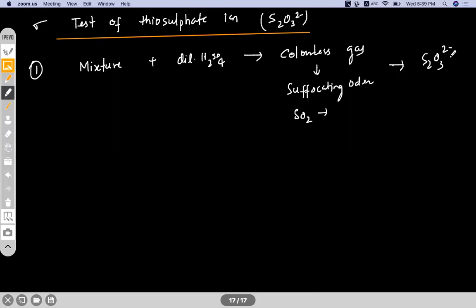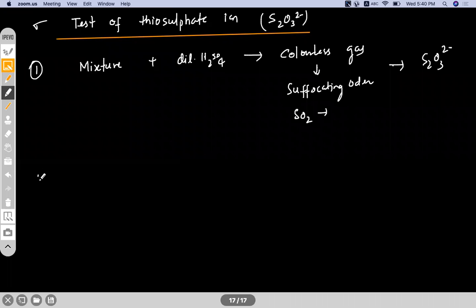And then the same thing we have here. This SO2 in this mixture, because we have SO2, we have SO4. So if you add K2Cr2O7 in this solution, then what happens? The solution turns green, the color changes, Cr2(SO4)3 forms. So the second reaction is exactly the same if you add K2Cr2O7.